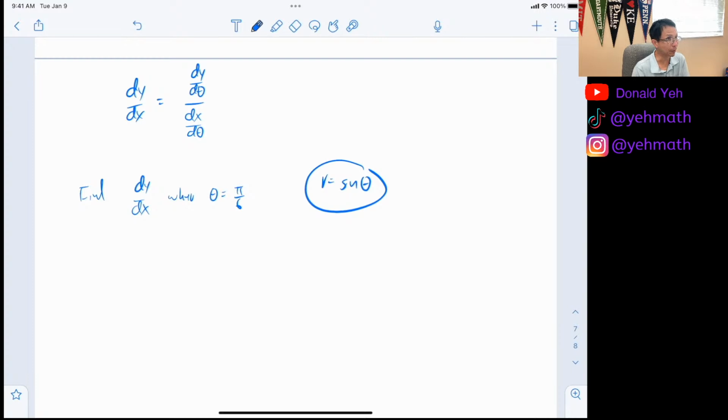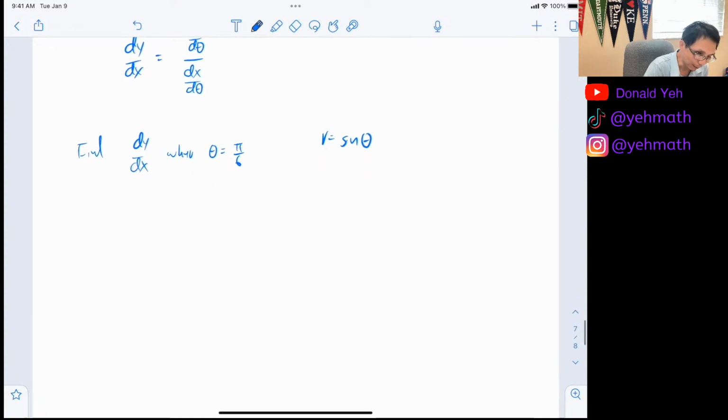because you can multiply both sides by r. Remember last week we said we can multiply r on both sides, and you get r squared equal to r sine theta. Then it's x squared plus y squared equal to y, and then move the y over. You can complete the square and figure out the equation. But now I say, hey, can you find dy dx when theta is equal to pi over 6? But we only give you r equal to sine theta. Now remember, this is a polar equation.